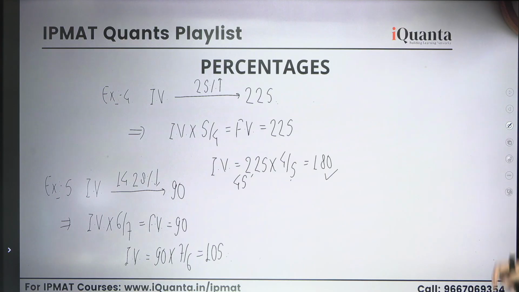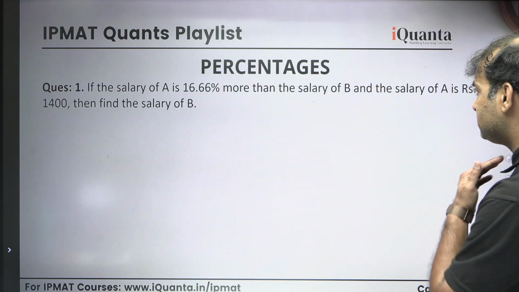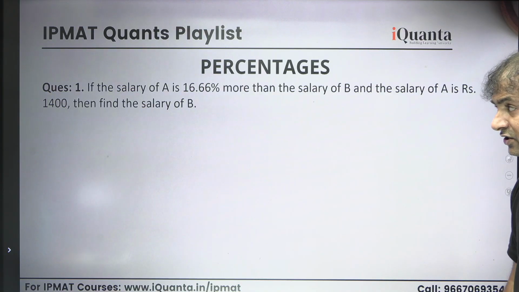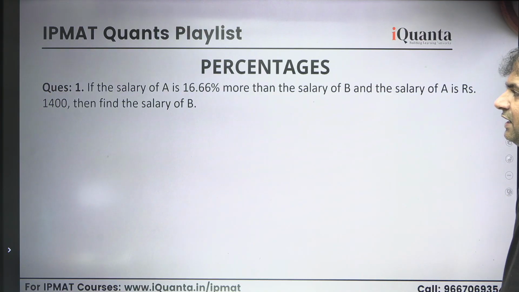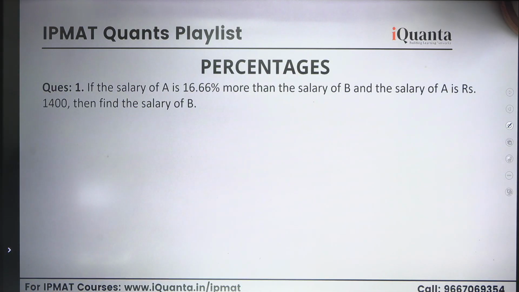All right, now we'll be doing some very good applications on this, right? So guys, question number 1 in front of us is what? It says that if the salary of A is 16.66% more than the salary of B, and the salary of A is rupees 1400, then find the salary of B, right? Okay, so you can do one more thing. You can also pause the video, try doing it yourself for 1 or 2 minutes, and then again you can go back to the video to see the solution.